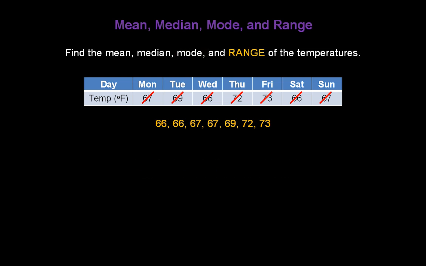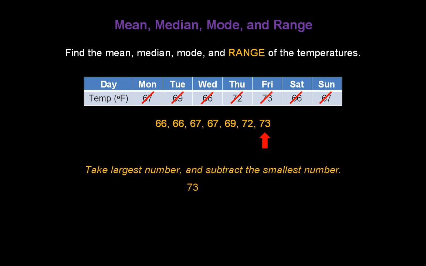Now let's find the range. If you remember correctly, the range is taking the largest number. In this case it's 73 because they're in order. Subtracting the smallest number, 66. That's going to give us 7. So the range of this data set is 7 degrees Fahrenheit.